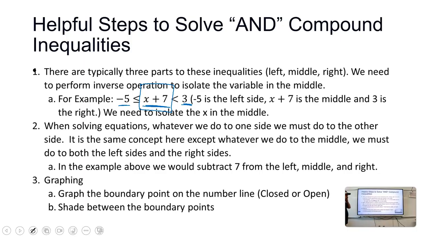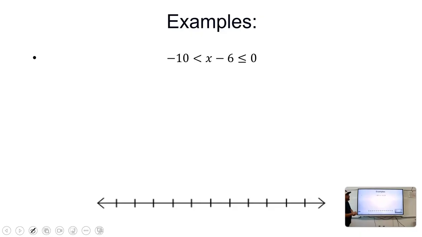So when solving equations, whatever we do to one side, we must do to the other side. It's the same, but we have 3 sides. And then when we graph it, we're going to find our boundary points. And then we're going to shade between the boundary points this time instead of going in opposite directions. So let's take a look at an example here.